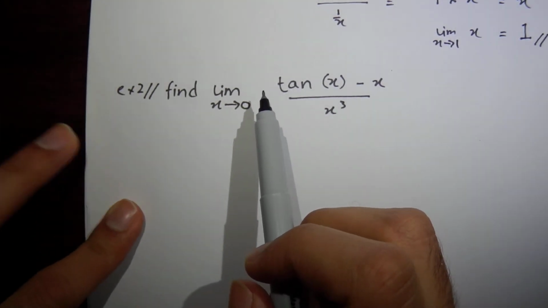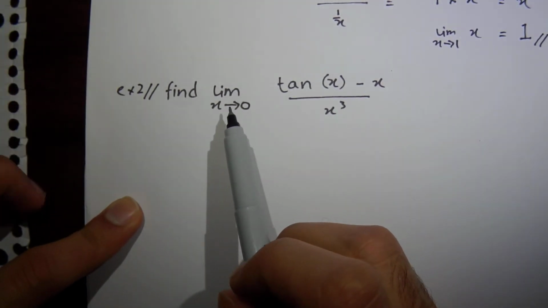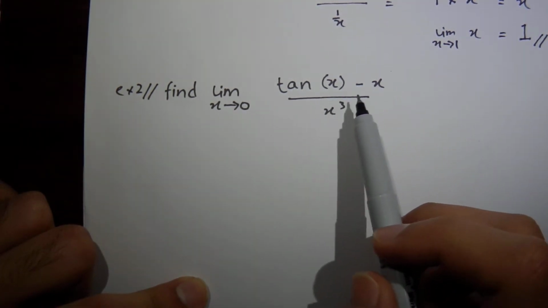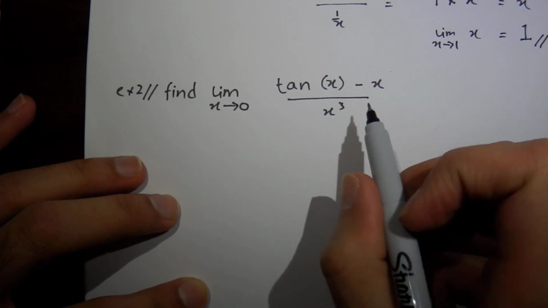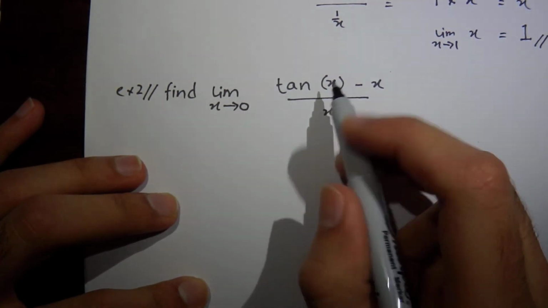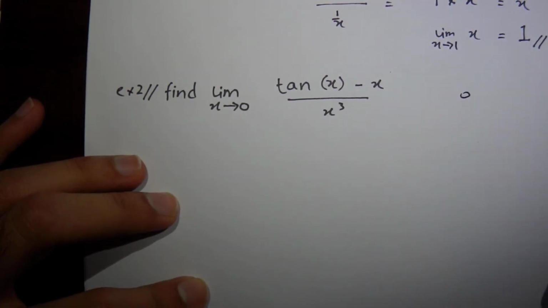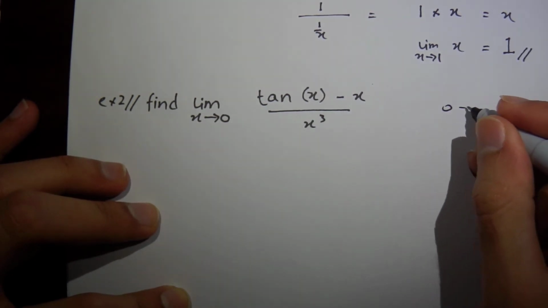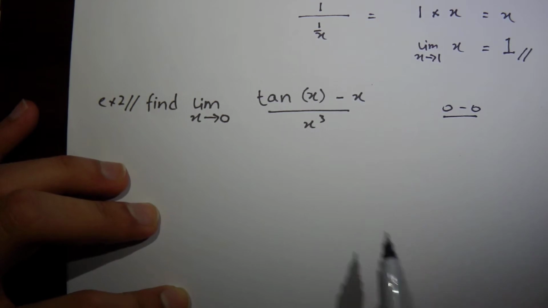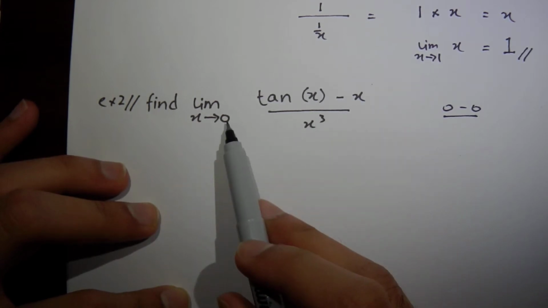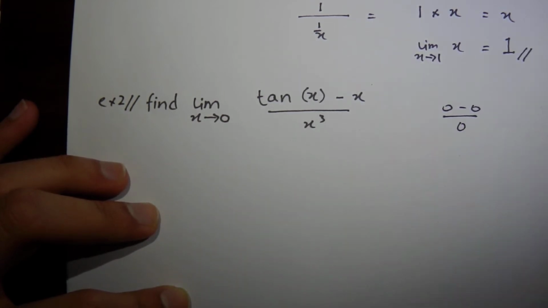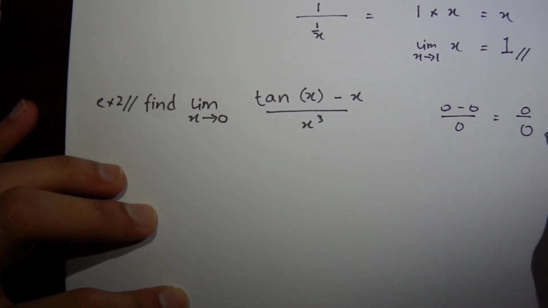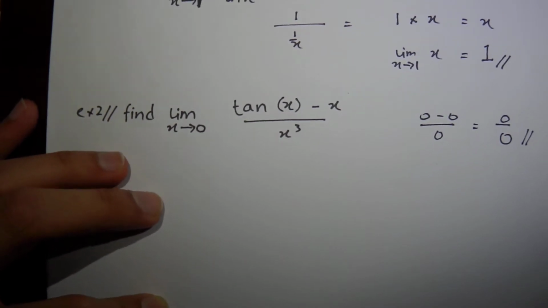A slightly more complicated example here. Find limit as x approaches 0 of tan of x minus x divided by x cubed. First step always, let's try plugging in. Tan of 0 we know is 0. X as limit x approaches 0 of x would still be 0. And if we take the limit of x cubed as x approaches 0, it would also be 0. So we get 0 over 0, the indeterminate, the very dreaded indeterminate form.